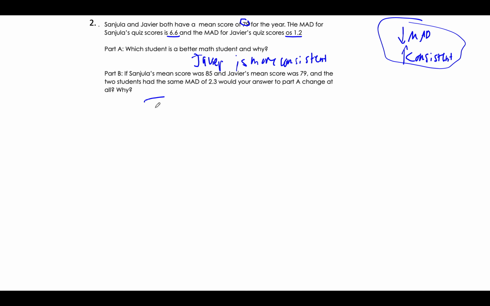Well, our answer is definitely going to change. It's going to be Sanjula. She has a higher mean score than Javier, and they have the same consistency, so Sanjula, higher mean, and they are just as consistent. Awesome.